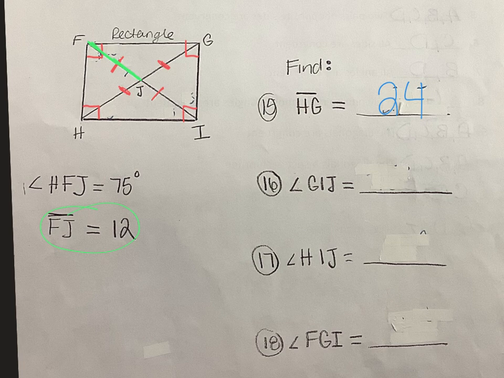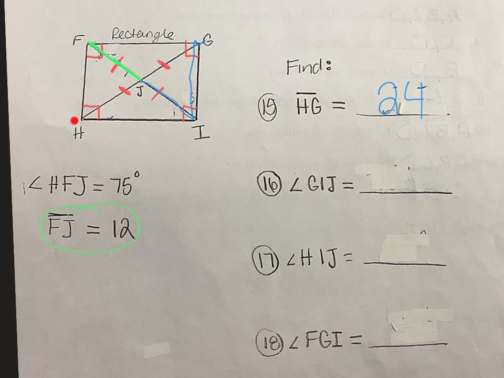All right, so what's the next one? No, it's not. Sorry. Diagonals of a rectangle don't bisect the angles. The diagonal doesn't split that angle in half. So from G to I to J, the whole angle would be 90. So like GIH would be 90.